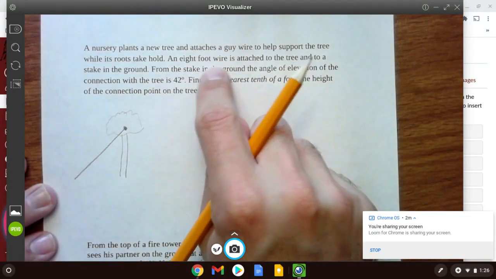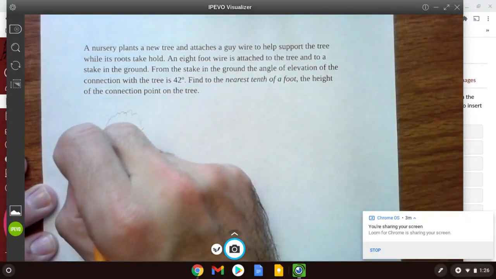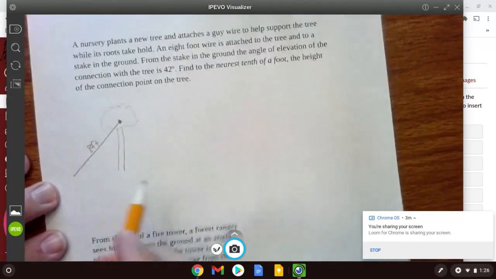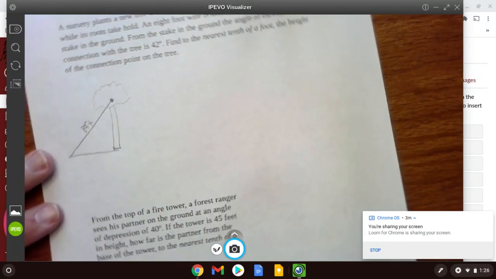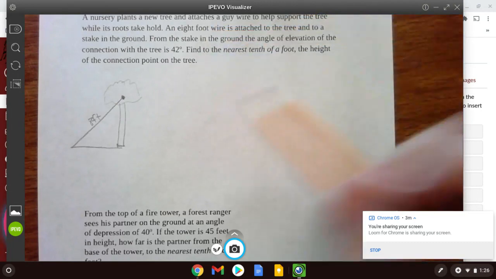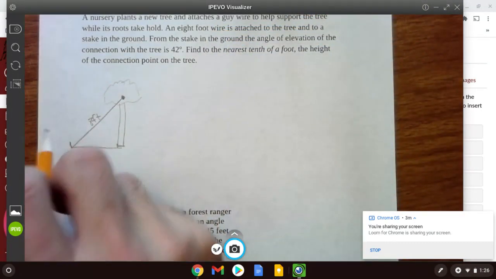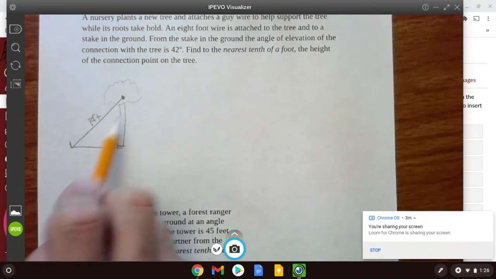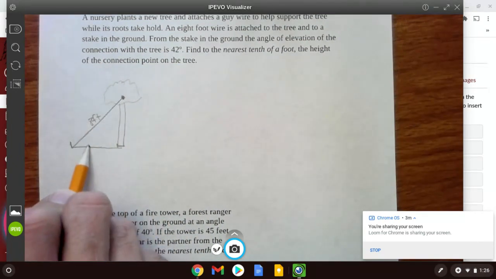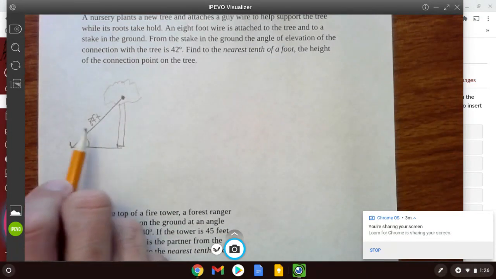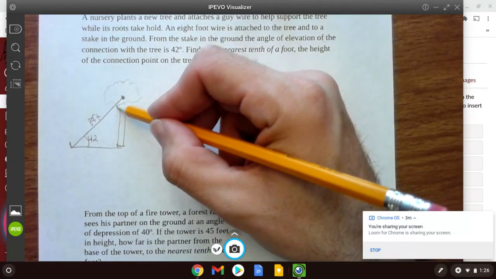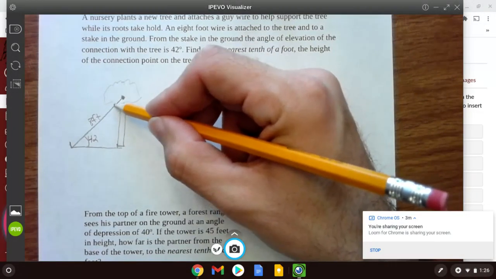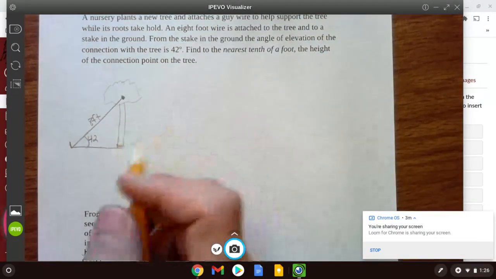It says that the guy wire is 8 foot long, so we know that distance is 8 feet. Because we're in right triangle land, we've got a right triangle here. From the stake in the ground, so here would be the stake, the angle of elevation in connection with the tree. It's an angle of elevation, so they're measuring it upwards. That angle is 42 degrees. If they were talking about this angle over here, they would have called it an angle of depression because it's pointed downwards, whereas this one is pointed upwards.